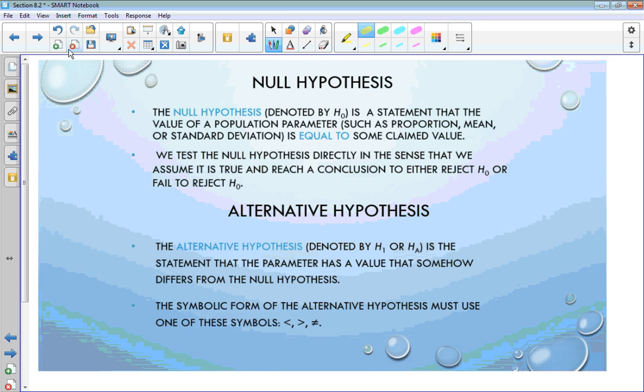The alternative hypothesis is going to be H sub 1 or H sub A, and it differs from the null hypothesis in that it will only have the symbol less than, greater than, or simply not equal to. So again, that's the key in deciding which is the null and which is the alternative hypothesis.